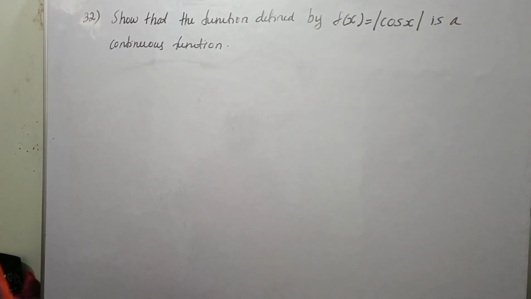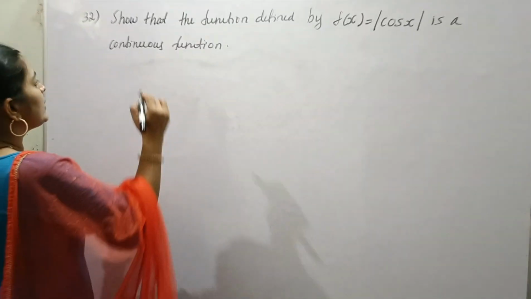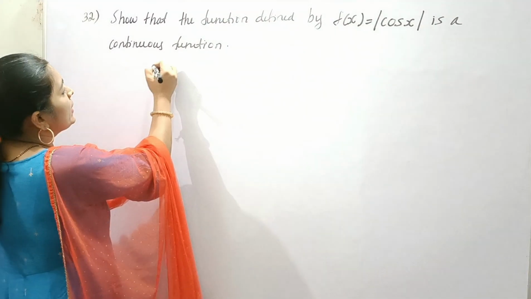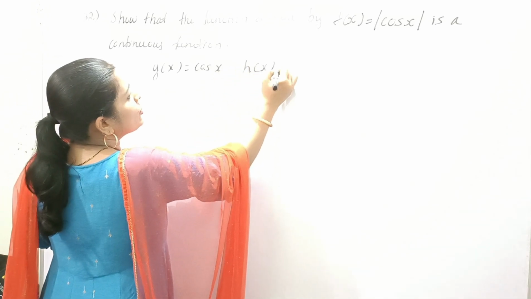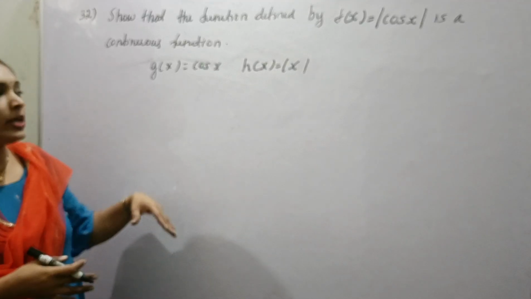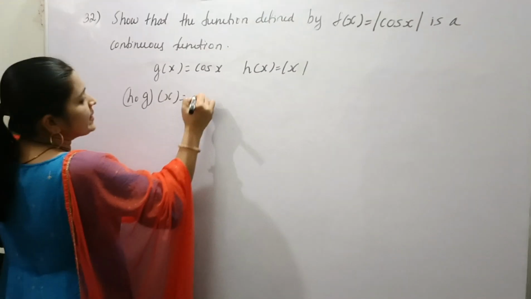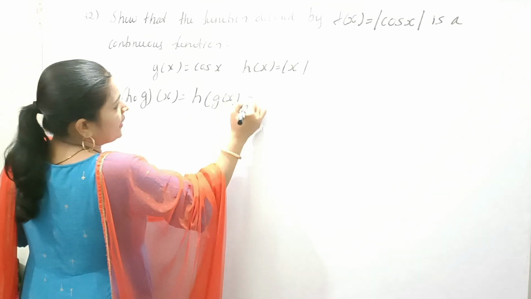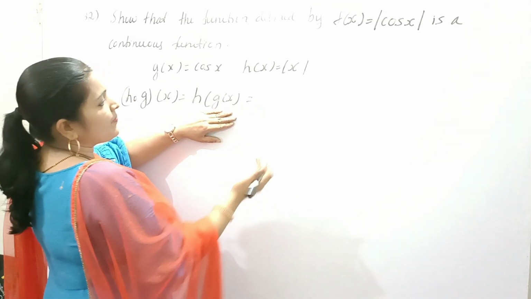Show that the function defined by f of x is equal to modulus cos x is a continuous function. Here let us take two different functions and take its composite. Let g of x is equal to cos x and h of x is equal to modulus x. We know that the cosine function is a continuous function, and modulus x is also a continuous function.